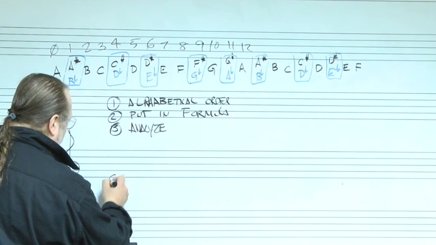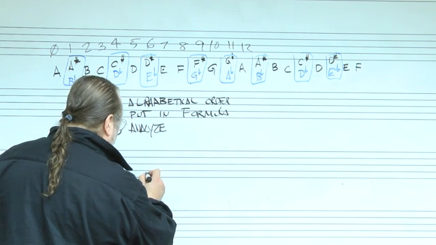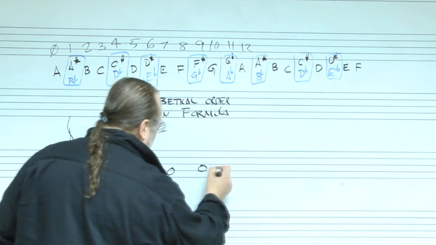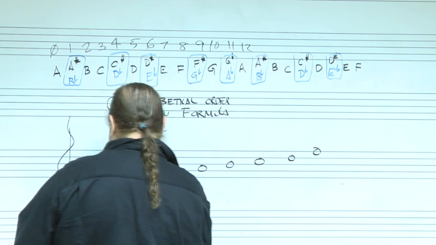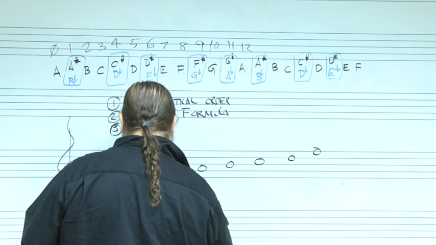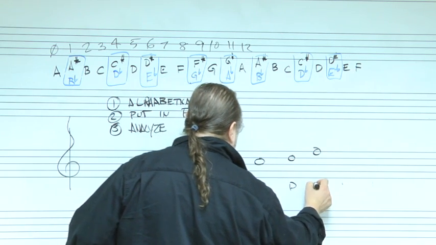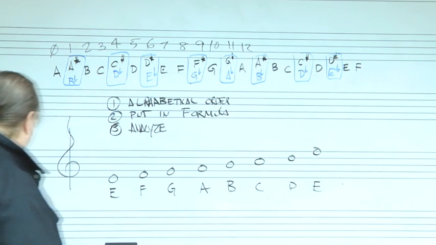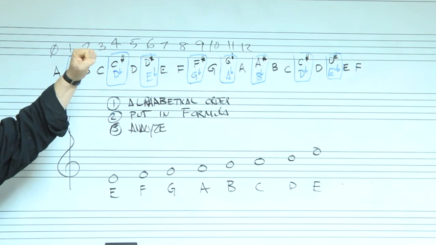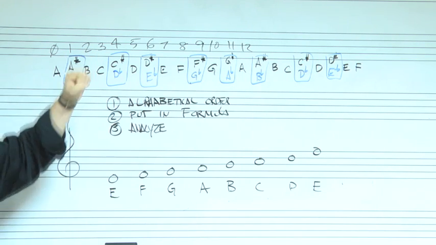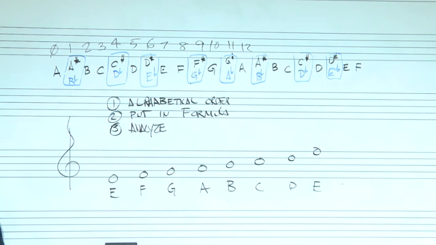All right, here, E. Help me out here, Leo. E, F, right? What's after F? G, A, B, C, D, E, right? E, F, G, A, B, C, D, E. Okay, what's next on the list? The formula. Put it into the formula. Whole step, half step, right? Make a big W. See, your head's both the middle of the W, right?